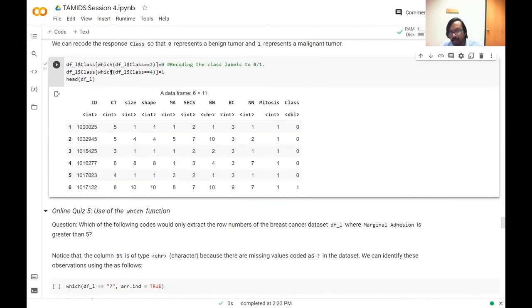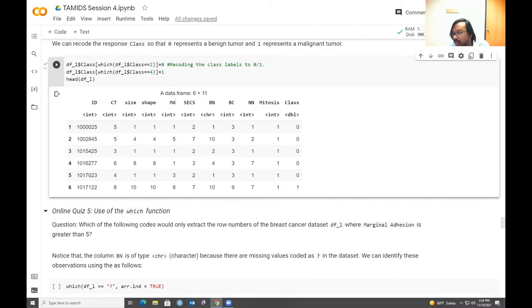All right. So now that we have tried to understand the which function, which of the following codes would extract only the row numbers of the breast cancer dataset df underscore L, where the marginal adhesion coded by MA is greater than 5? Let us see if you understand the uses of the which function very well, and see which of the following codes would extract only the row numbers, not the entire row, but only the row numbers.